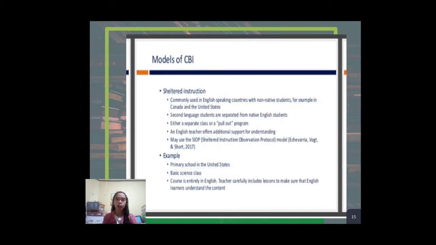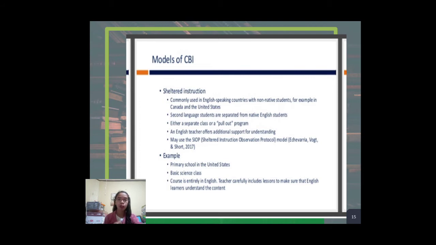Okay, models of CBI. So first, sheltered instruction, commonly used in English-speaking countries with non-native students. For example, in Canada and United States. Second language students are separated from native English students. We also have either a separate class or a pull-out program. An English teacher offers additional support for understanding. May use the SIOP, or the Sheltered Instruction Observation Protocol Model by Echevarria, and it's under sheltered instruction.